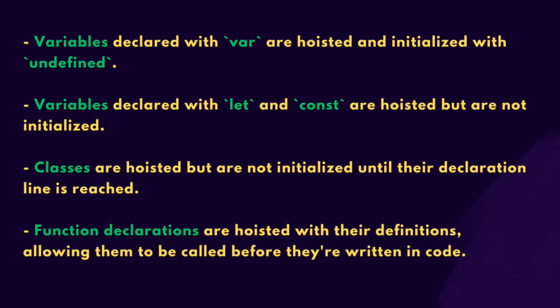And don't forget, variables declared with var are hoisted to the top of their scope and they are initialized with a value of undefined. Variables declared with let and const are also hoisted, but they are not initialized at all. And classes are hoisted and they are also not initialized until the line where they are declared is reached, just like let and const. While functions, on the other hand, are hoisted with their declaration, with their definition, with their logic. So you can call them from anywhere in the scope where they are defined.